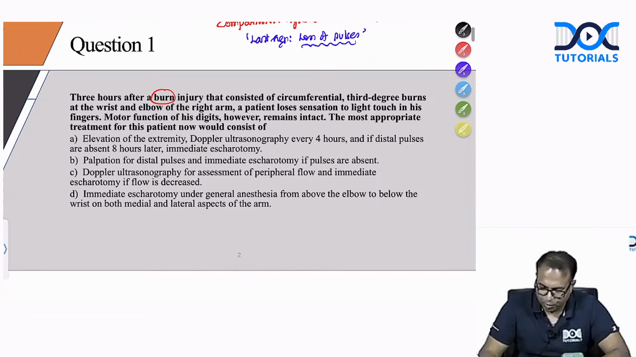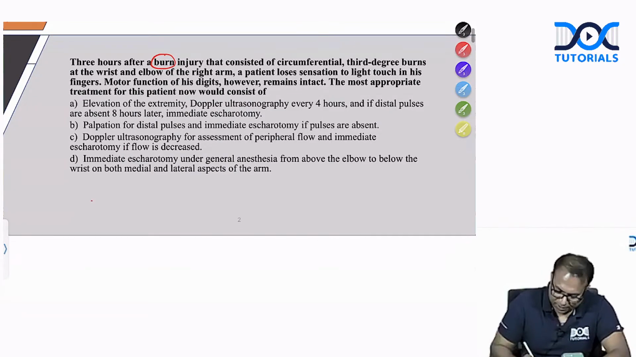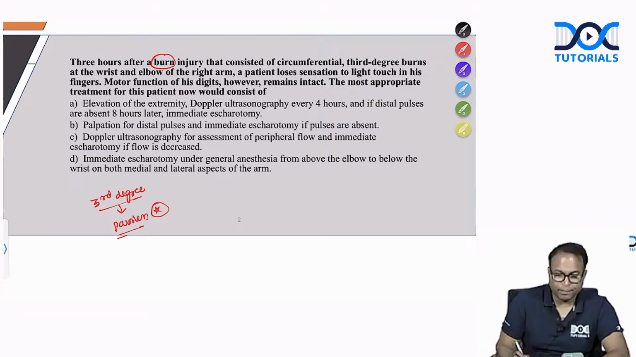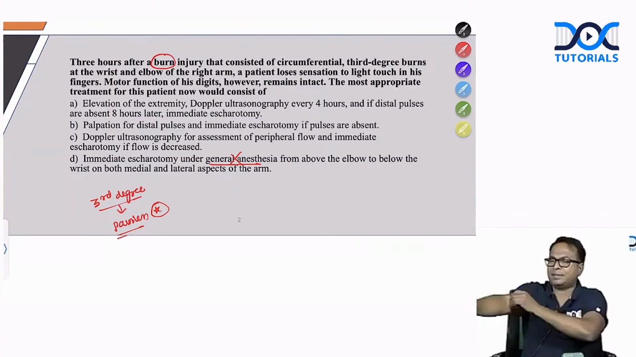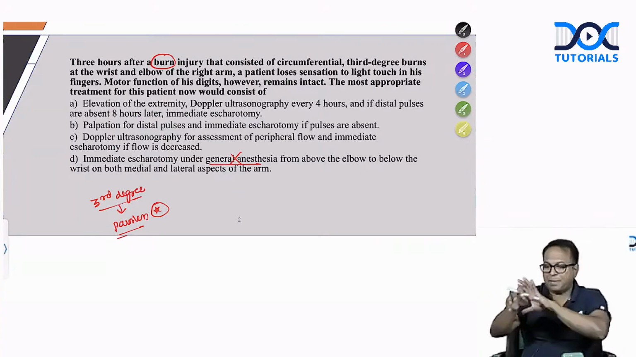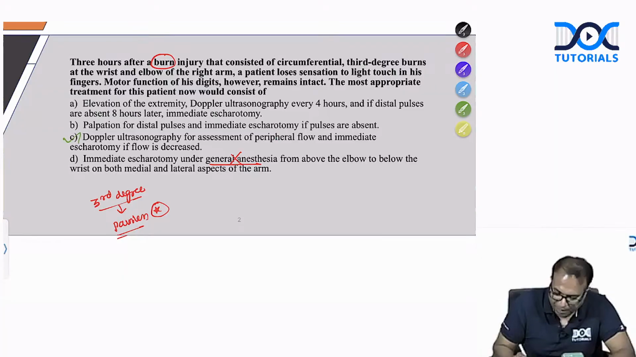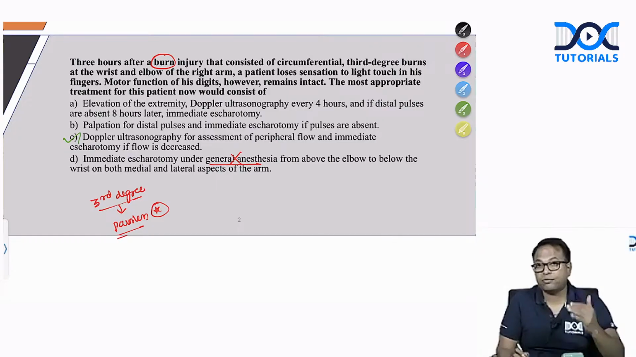See, the interesting point is it's a third degree burn. Third degree burns are painless. Please understand that basic point. Therefore, these burns do not need anesthesia at all. So immediate escharotomy under anesthesia is not needed. You can directly go for escharotomy, meaning opening the thickened skin so that compartment syndrome will not happen. So do a Doppler ultrasound for assessment of peripheral flow and do immediate escharotomy if flow is decreased.